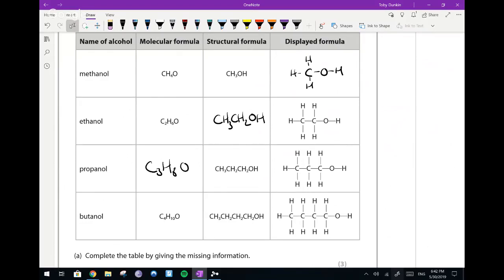Okay, so of course here, guys, they're getting you to do the whole lot. They've given you molecular, they've gone to structural, they've given you displayed. Well, the great thing is it's giving you loads of support all the way through, and usually most people will be able to translate that in.